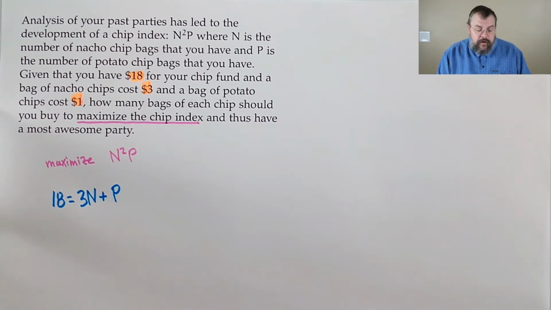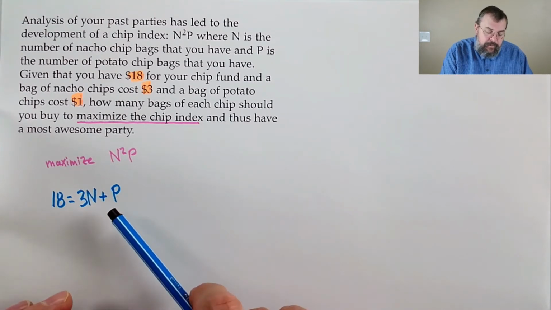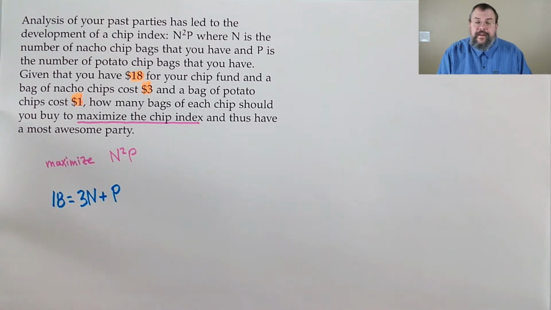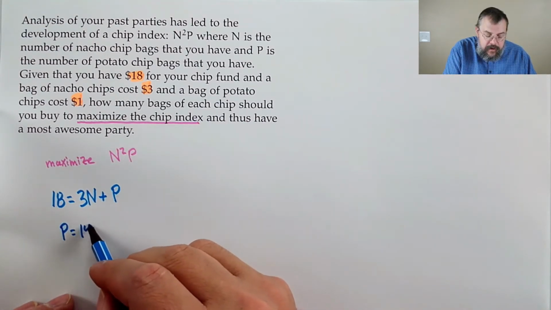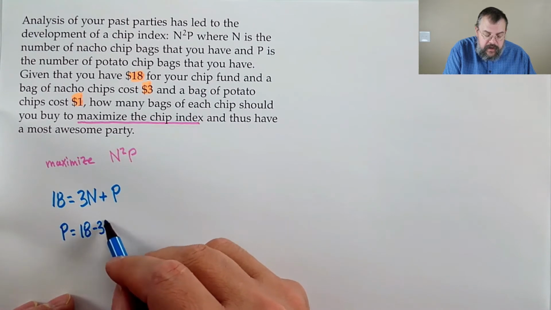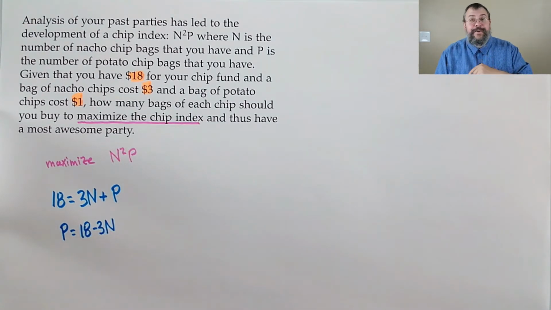So from here we say, all right, well, let's solve for one of our variables. Now, we can solve for either one, but I would say it's probably best to solve for P, because then we don't have to do any fractions. And I like to minimize the amount of fractions in my life. That's just a personal weakness of mine. If you like fractions, good for you.